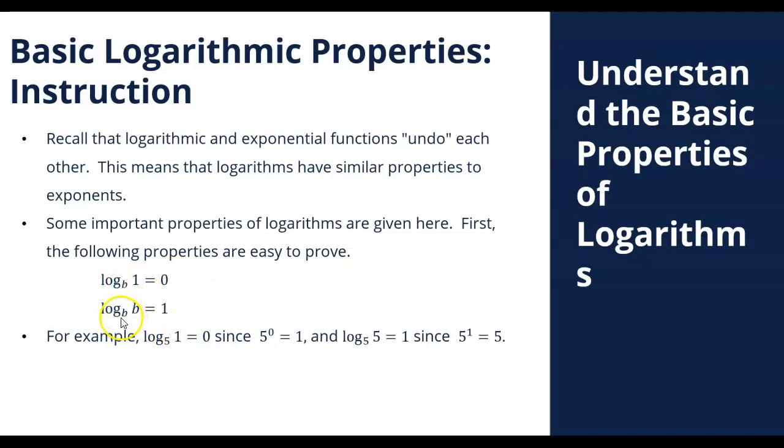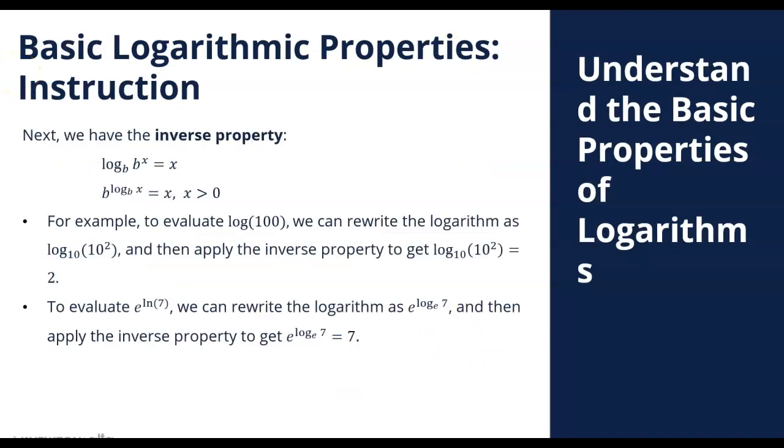And also log of b base b. To solve this, you think of an exponent where you would raise b to get b. To do that, you just raise it to 1 because b to the 1 is equal to b. For example, log of 1 base 5 is equal to 0 since 5 to the 0 is equal to 1. And also log of 5 base 5 is equal to 1 since 5 to the first power is equal to 5.